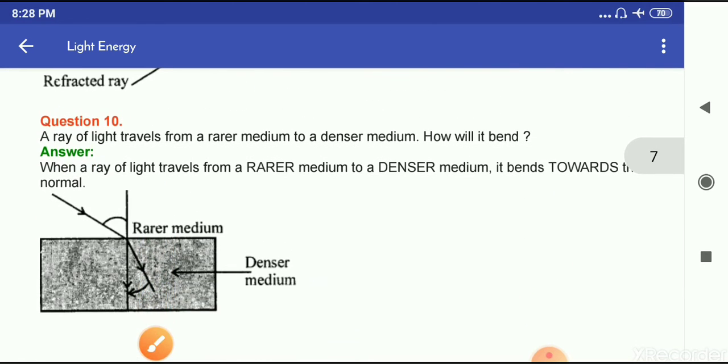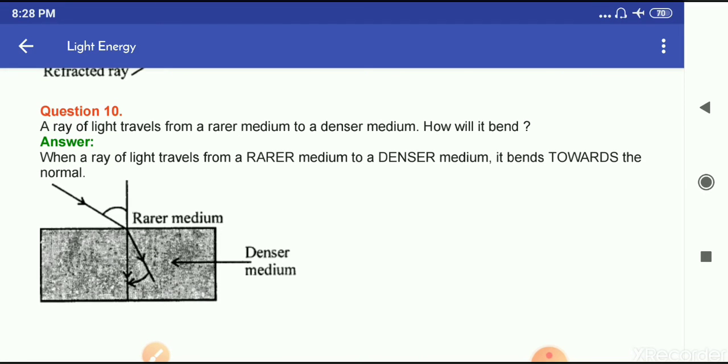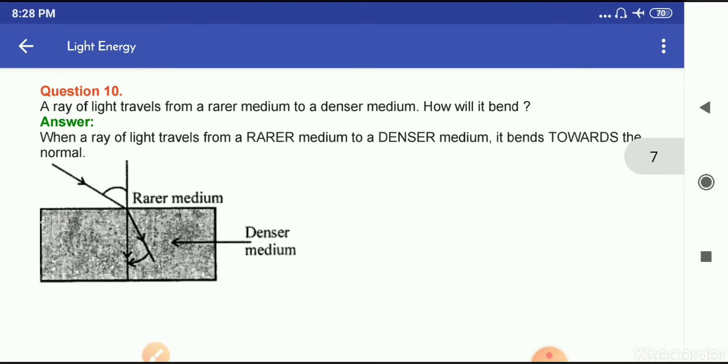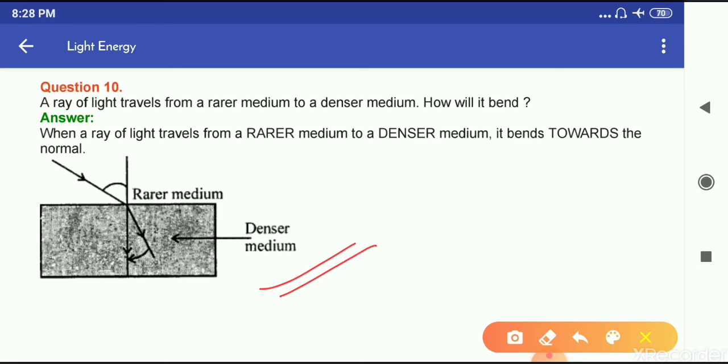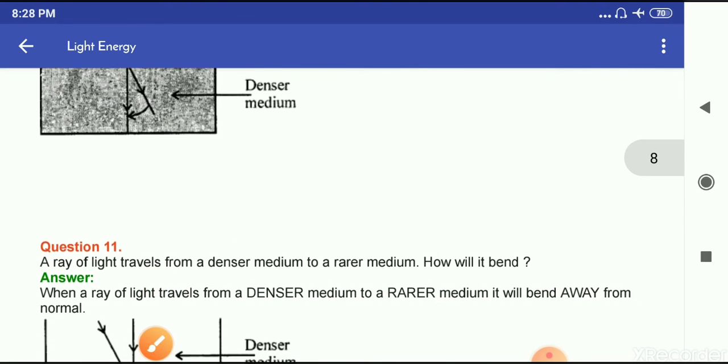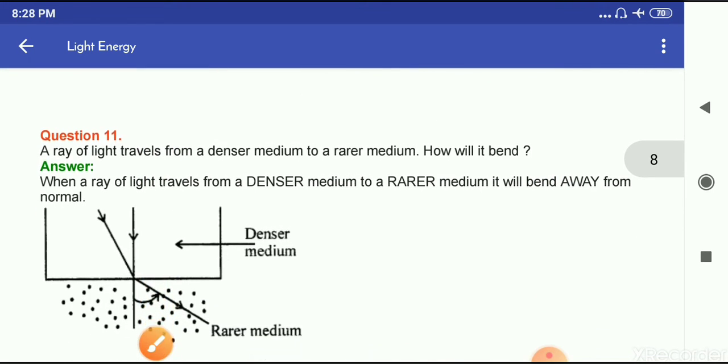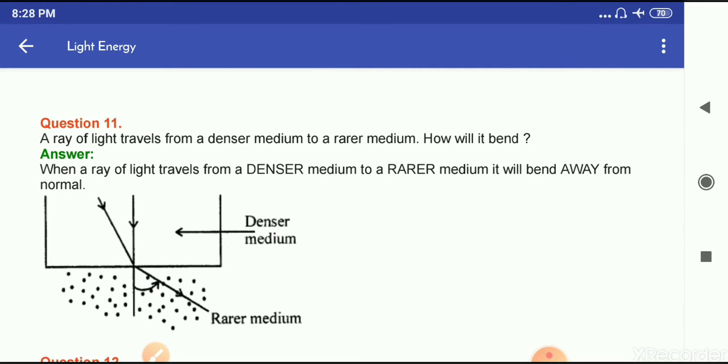Question number 10. A ray of light travels from a rarer medium to a denser medium. How will it bend? So when a ray of light travels from a rarer medium to a denser medium, it bends towards the normal. So this is a diagram for this answer or this question. Question number 11. A ray of light travels from a denser medium to a rarer medium.